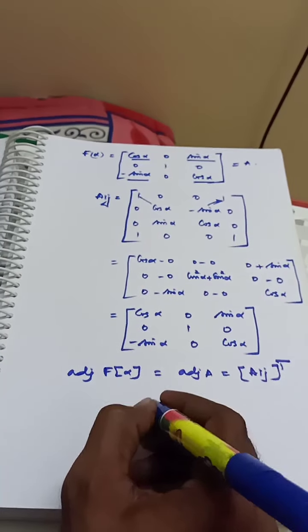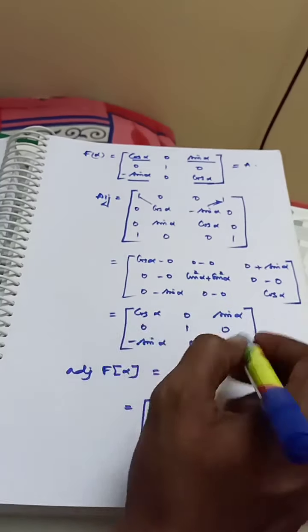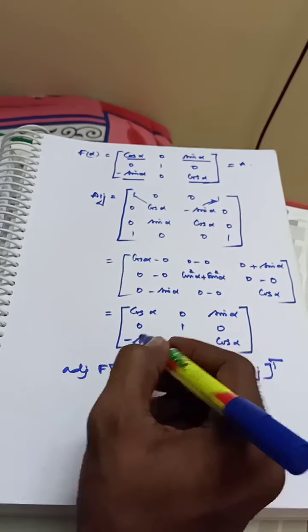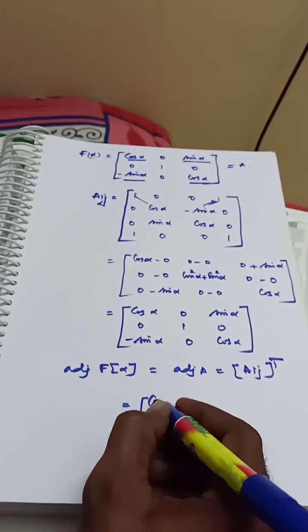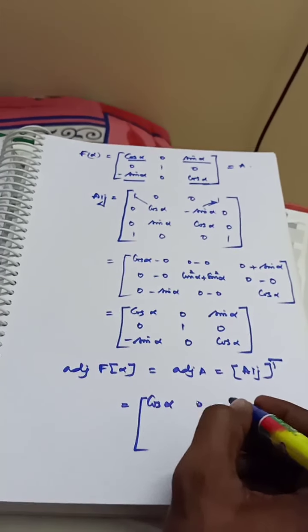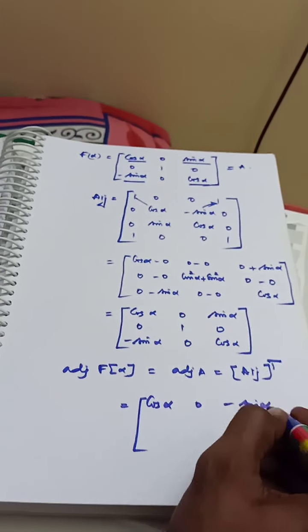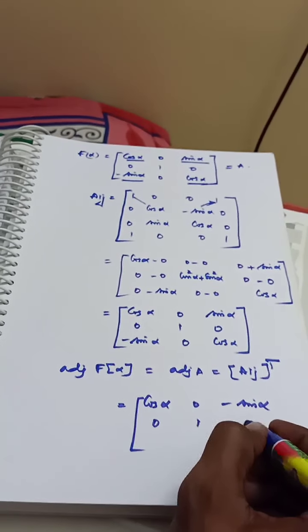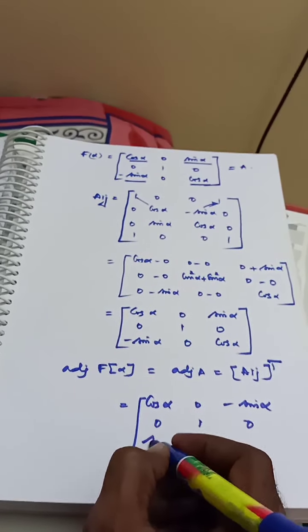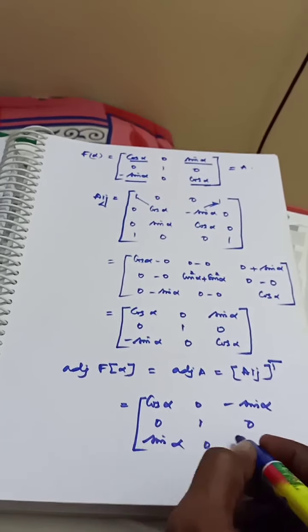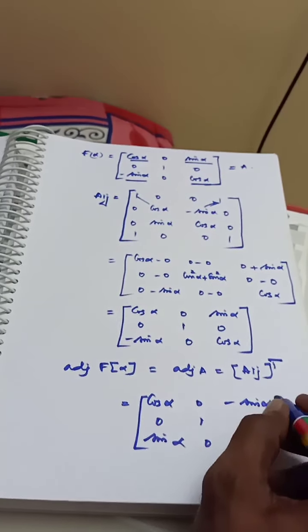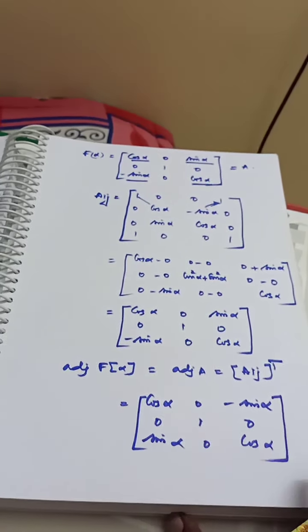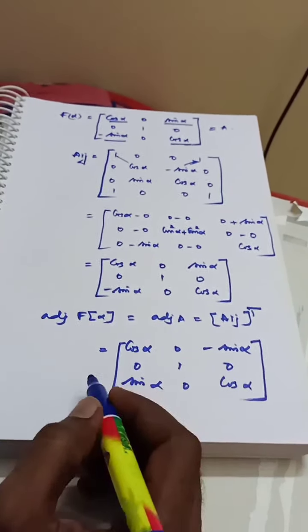Aij transpose, that becomes the transpose of this one. This sin alpha will come here, this minus sin alpha here, that's it. Cos alpha 0 minus sin alpha, 0 1 0, no change. This becomes sin alpha 0 cos alpha. So this is our adjoint of f of alpha.